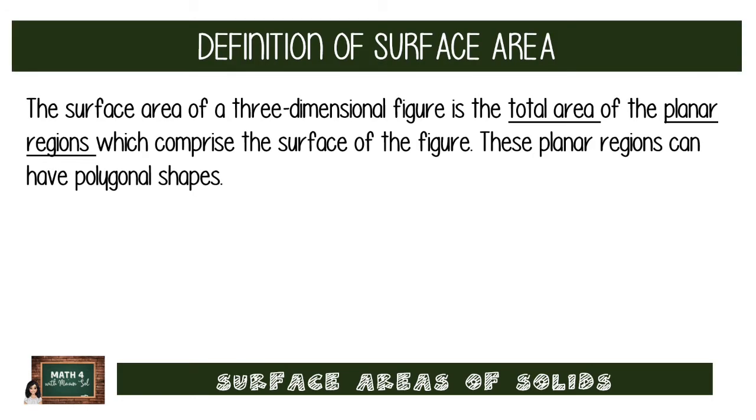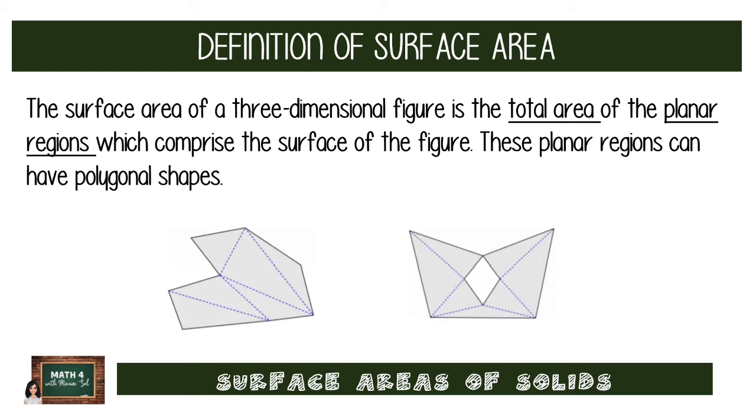By definition, the surface area of a three-dimensional figure is the total area of the planar regions which comprise the surface of the figure. These planar regions can have polygonal shapes. It's like saying that if you have a solid, you would have to cut it, lay it flat as a two-dimensional figure, and find the total area of all the planar regions comprising the two-dimensional figure. That total area is the total surface area of the solid.